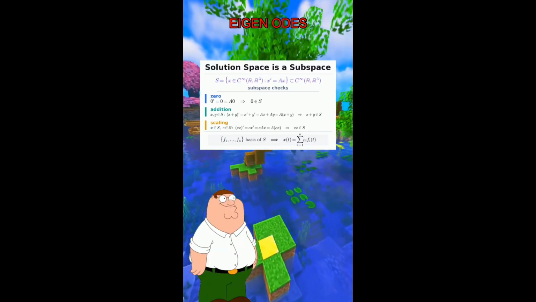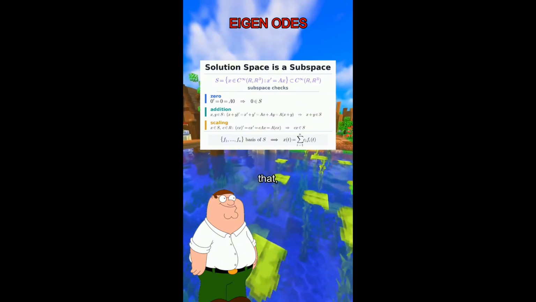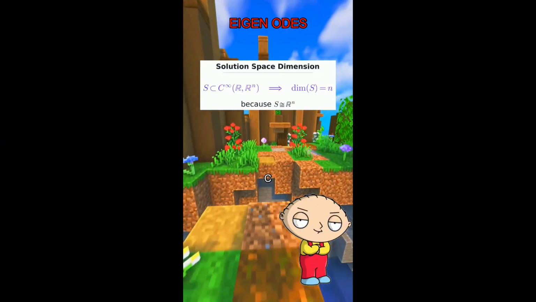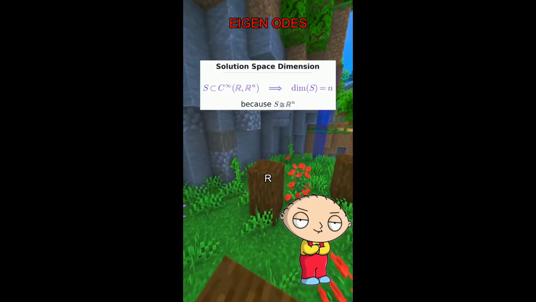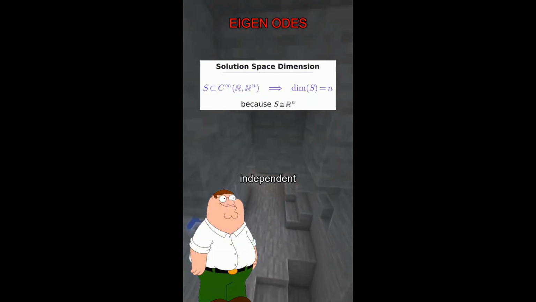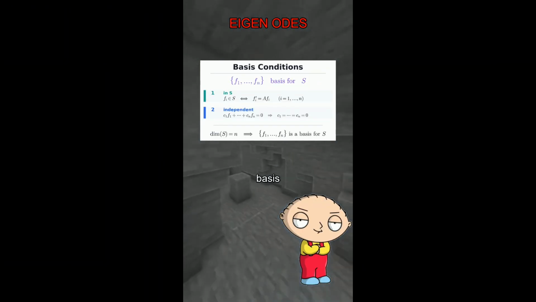Oh, that makes sense. But how many solutions is enough to form a basis? We need to know the dimension of S for that, right? Yes. In general, S has dimension n if it's a subset of C(R, R^n). This is provable by constructing a linear isomorphism between S and R^n. Okay, I see. So for n functions in the system, we need to find n independent elements in S to form a basis. Correct. Let's find the n basis functions then.